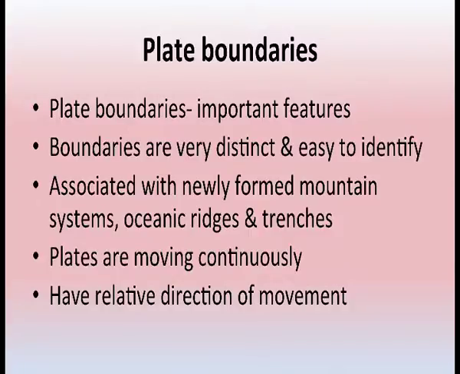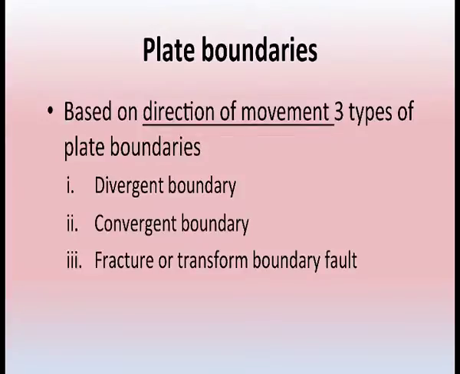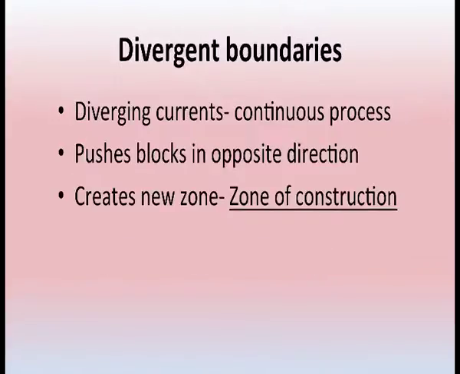Plates are continuously moving, and they have relative direction and movement. Based on the direction of movement, there are 3 types of plate boundaries. One is divergent, the second is convergent boundary, and the third is fracture or transform boundary faults. The first one is the divergent plate boundary, where there is rising of magma and divergence of plates takes place.